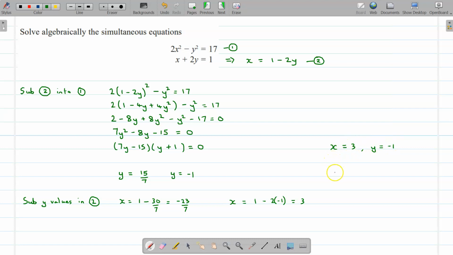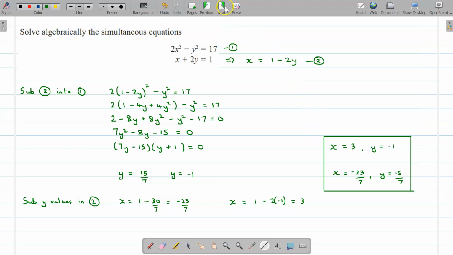Or x equals negative 23 over 7 when y equals 15 over 7. Okay, and that's my solution set there, in that little box, which is always a nice way to present the answer. Otherwise, they're all sort of mixed up in the working.